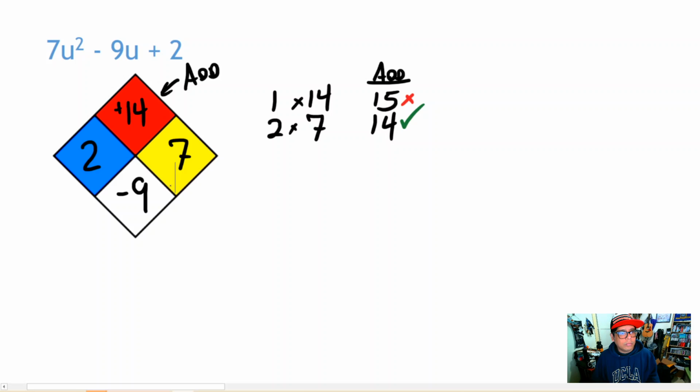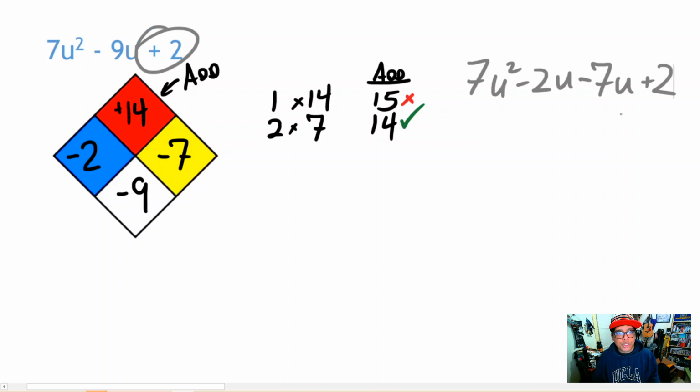The next two factors of 14 are 2 and 7, and they add to make 14, which is what we're looking for. Now, in order to get a negative 9 out of 2 and 7, I've got to make it negative 2 and negative 7. Now that the diamond problem is complete, let's go ahead and put together our expanded polynomial. 7u squared minus 2u minus 7u plus 2.